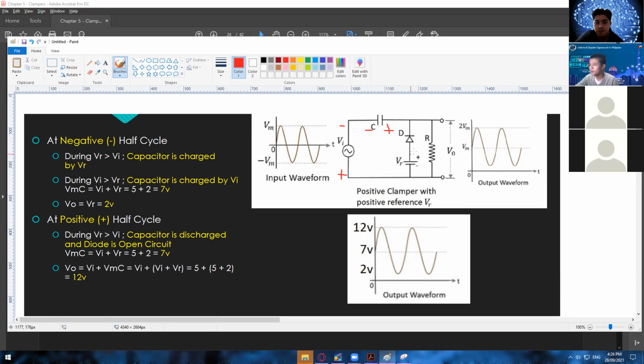Okay. And then for the reading of the VO right here, we read the VO on this path, let's say from this node up to this node. And then the only reading is this VR right here, which is equal to 2 volts. So this one is not heavily reliable, especially if this diode is not ideal. If let's say this one is silicon, then you have to deduct 0.7.